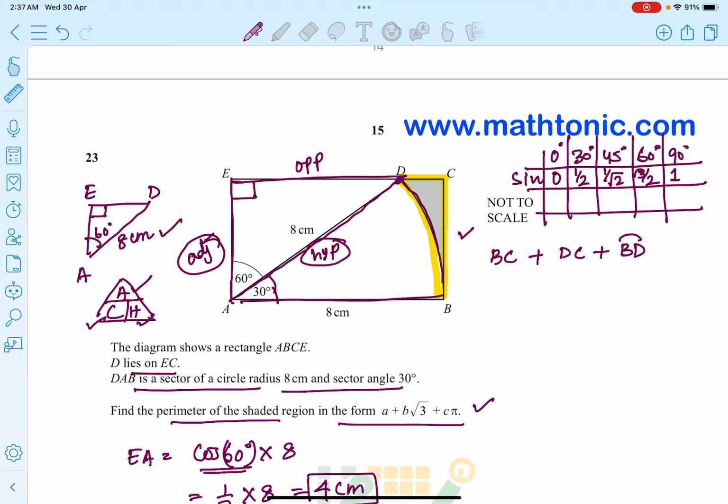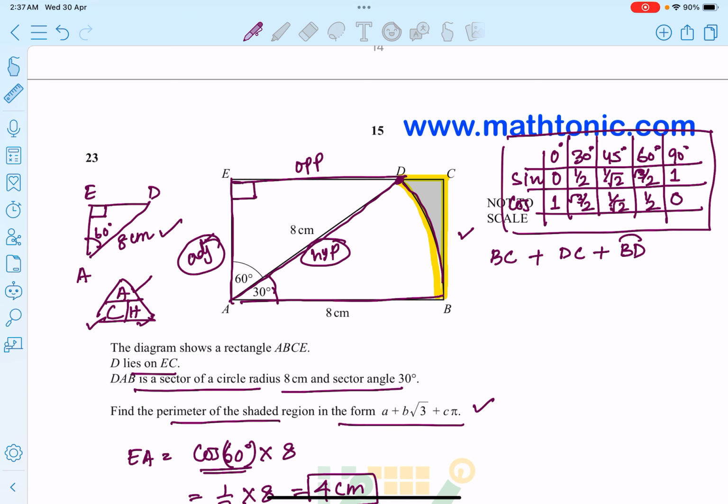Now cos is exactly reverse, just reverse it. Cos 0 equals 1, cos 30 equals root 3 over 2, cos 45 is 1 over root 2, and cos 60 equals 1 over 2, and cos 90 equals 0. This you have to remember. Got it, everyone, clearly? Yes.